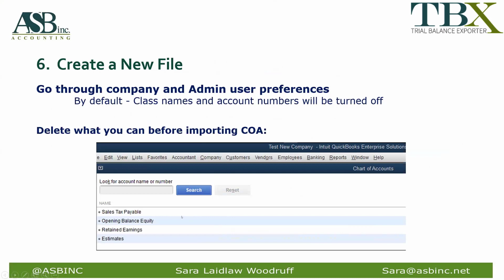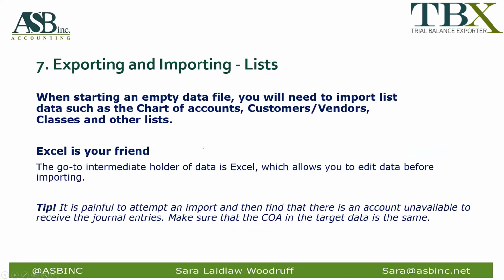Go to the chart of accounts after it builds the file and see if you can delete out whatever's left. I don't think it'll let you delete out retained earnings and some others, so leave those be. Go through all the company and admin preferences, get that file set up right. Then, if you're starting an empty file, you're going to have to import all your lists. Export out of the old system, import to the new system.